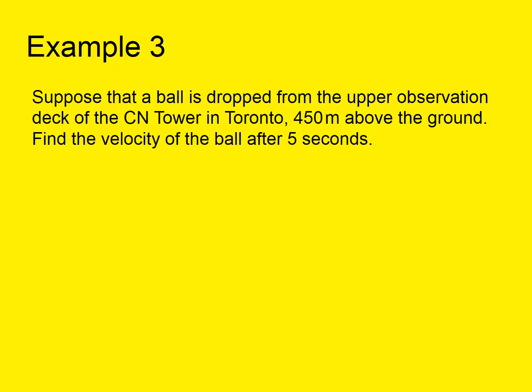Suppose that a ball is dropped from the upper observation deck of the CN Tower in Toronto, 450 meters above the ground. Find the velocity of the ball after 5 seconds. Okay, so we're way up there, drop the ball, 5 seconds later, how fast is the ball going?